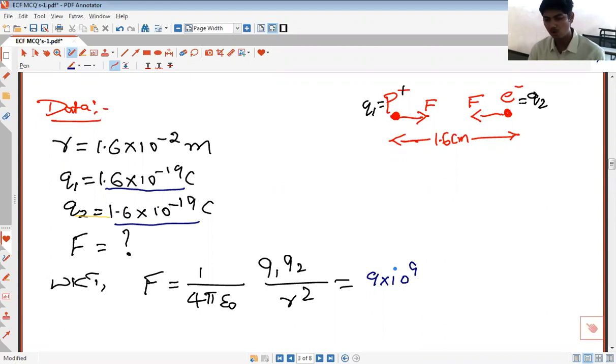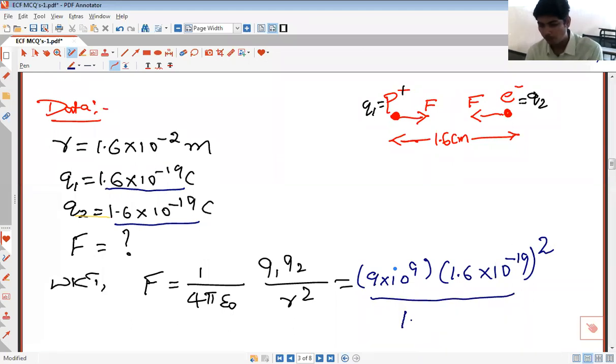So if we multiply these two, Q1 into Q2 can be written as 1.6 into 10 to the power of minus 19 whole square, because both are the same, divided by 1.6 into 10 to the power of minus 2 whole square. Here r is 1.6 into 10 to the power of minus 2, and that must be squared.